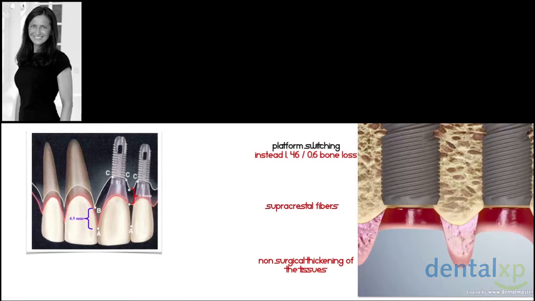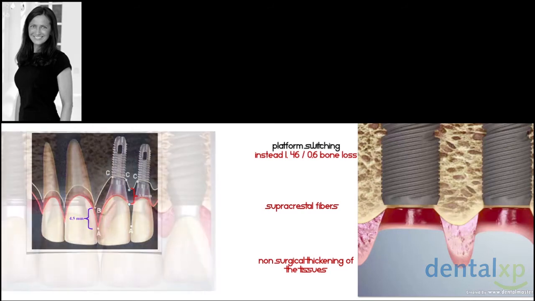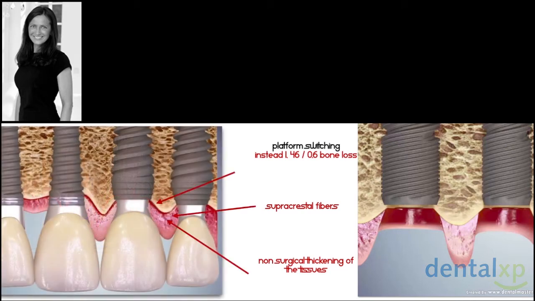And you are for sure familiar with this article, which shows us that the maximum of the papilla is 3.5 millimeter between two implants. Nevertheless, today, we work with implants with platform switching design. What means that we have, instead of the traditional 1.5 millimeter, only 0.6 millimeter bone loss.